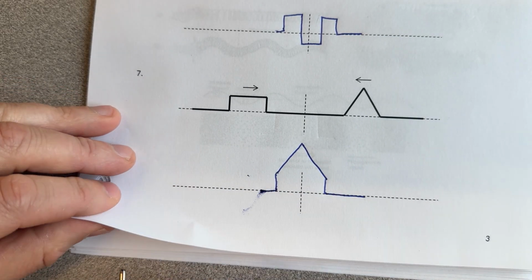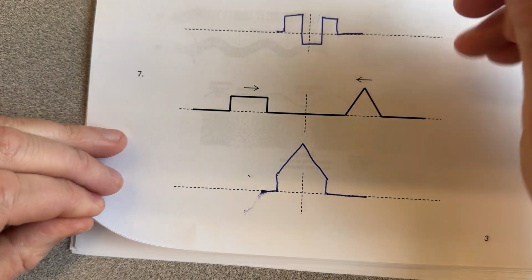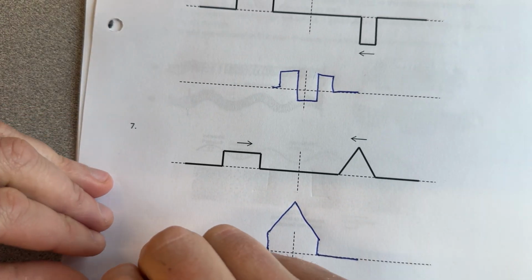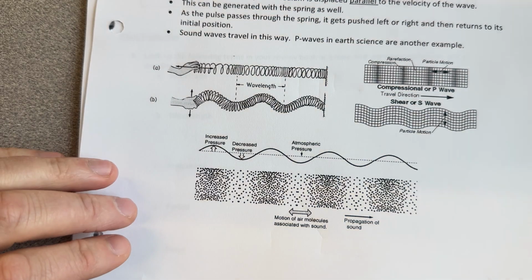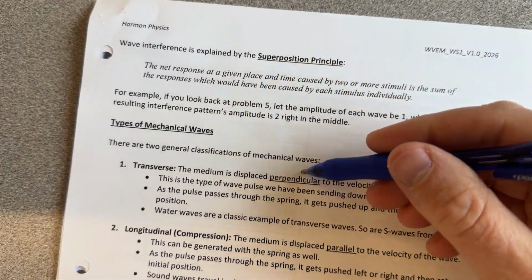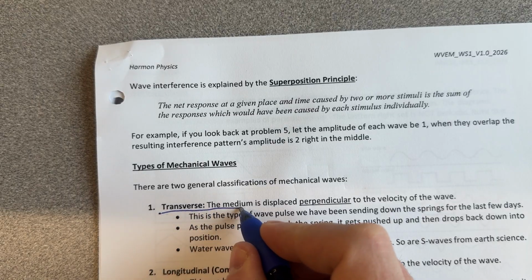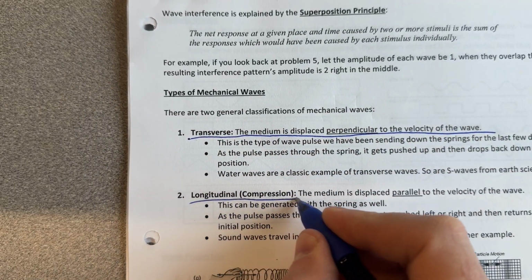Those are all constructive or destructive. This one, I guess, is destructive because it's got a negative amplitude, so that takes out some of the energy as it passes, but then it just keeps moving. We got some fancy definitions here. Superposition principle. This is super important here. Transverse waves, longitudinal waves, super important.